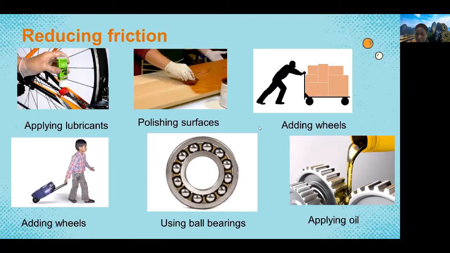These are some of the ways of reducing friction. You apply lubricants, polish surfaces, add wheels, use ball bearings, and you apply oil on moving parts, especially where the machines move, like if there is a moving part that keeps on going around, that part is supposed to be applied with oil or grease, or we call them lubricants, so that they cannot produce heat, to avoid heat being produced and to avoid wear and tear.